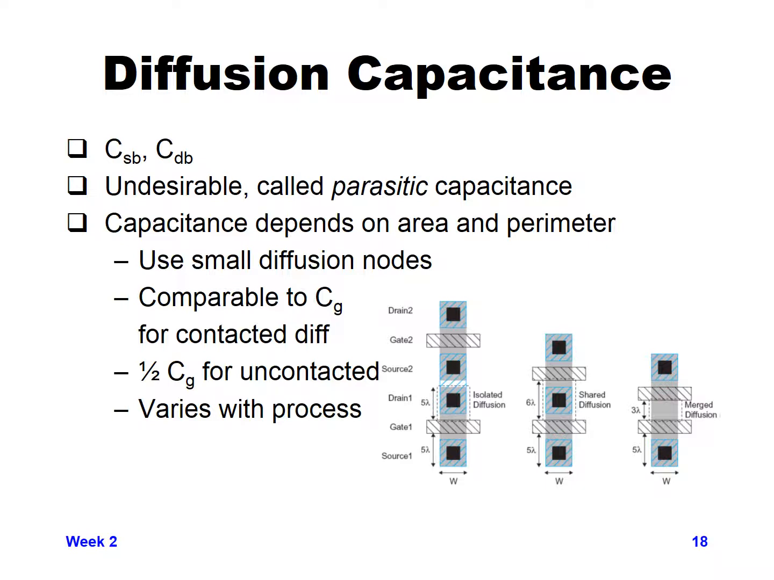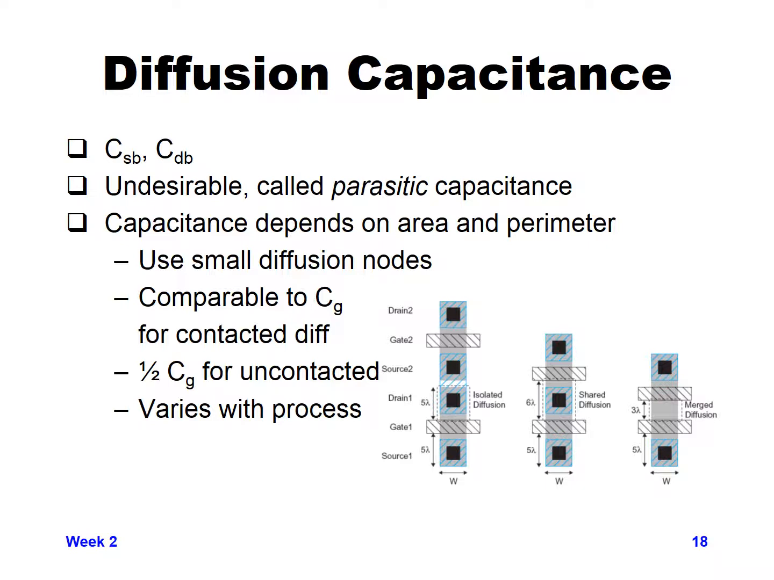It's capacitance we would rather not be there, but it just is there by the physical nature of the PN junctions. This capacitance depends on both the area of the PN junction and the perimeter, because keep in mind the PN junction goes vertically into the substrate. It's kind of like if you were digging a hole. That hole has a bottom, which is basically flat, and then it has sides as well. So you have a certain amount of capacitance around the perimeter based on how deep the hole goes and the area of the sides, and then the area of the bottom. So the idea here is we want to use the smallest diffusion nodes that we possibly can in order to reduce this undesirable parasitic capacitance.